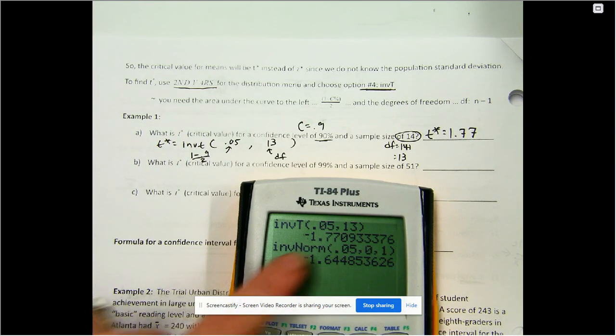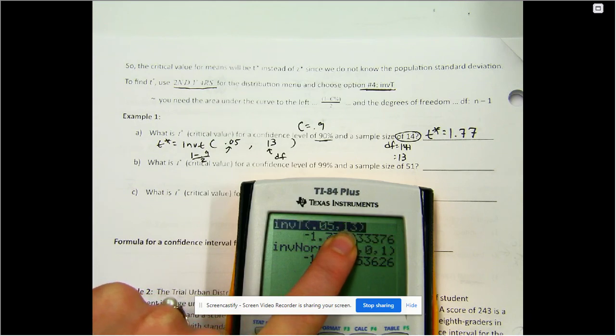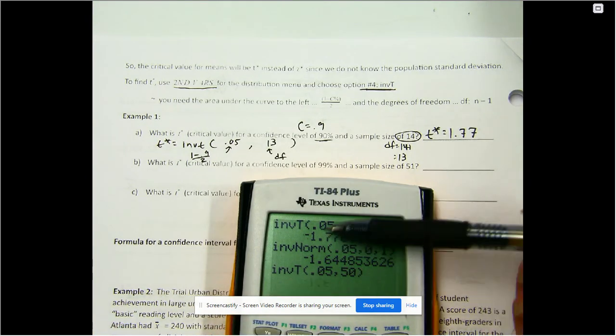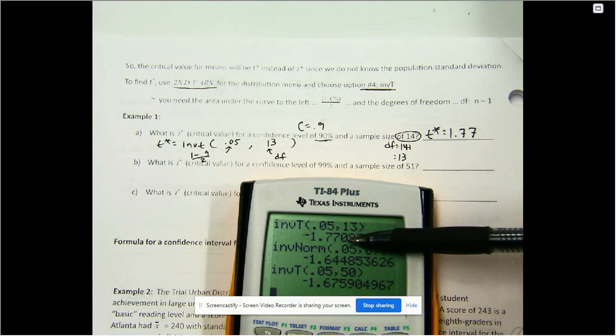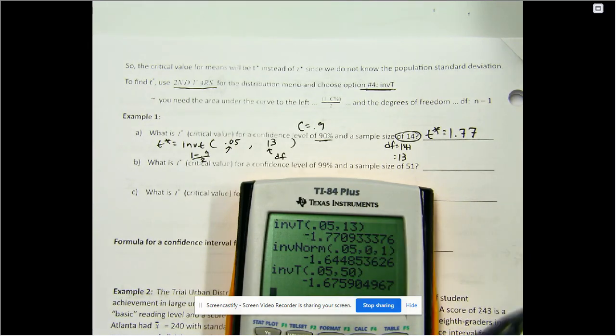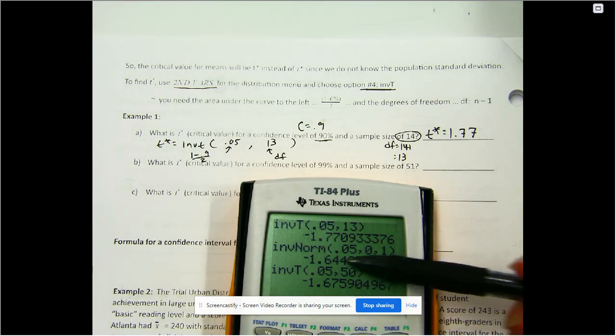And also, just for fun, watch as your degrees of freedom increase. So if I were to make my sample size larger, this value is going to get smaller. So my critical value will get smaller. And notice it is smaller. My original with a degrees of freedom of 13 was 1.77. But when I increased my sample size, my t-star went down, which is going to happen because as our sample size approaches infinity, gets really large, it's approaching that normal curve.